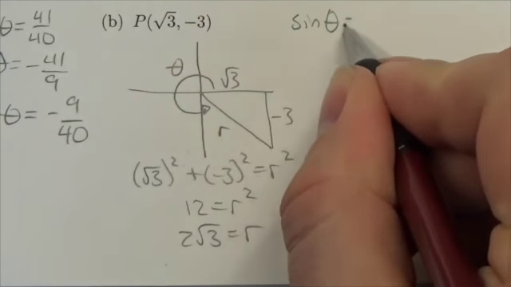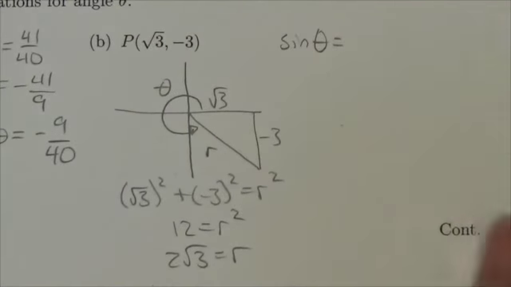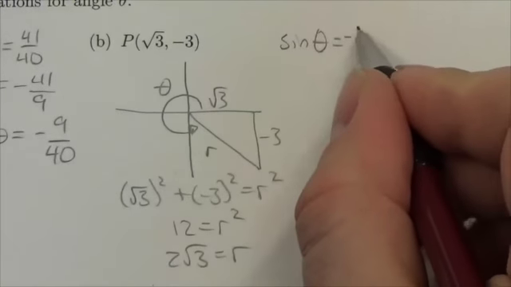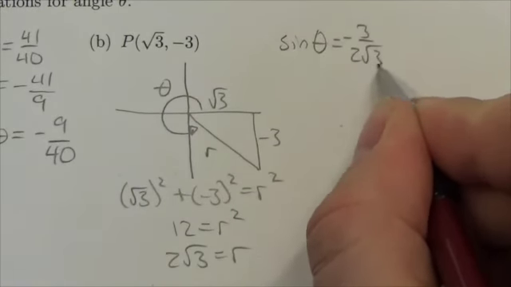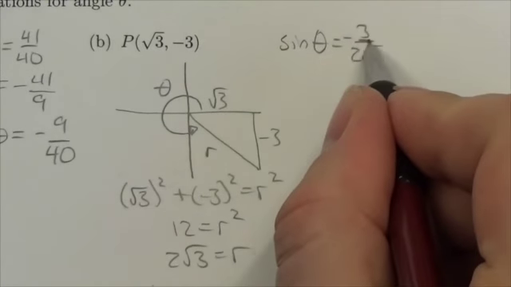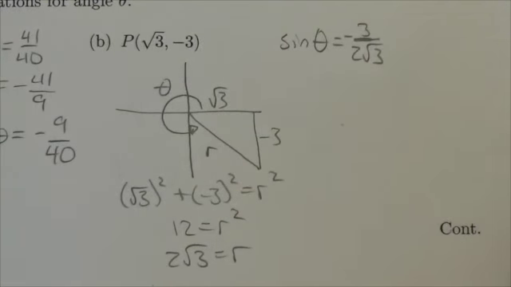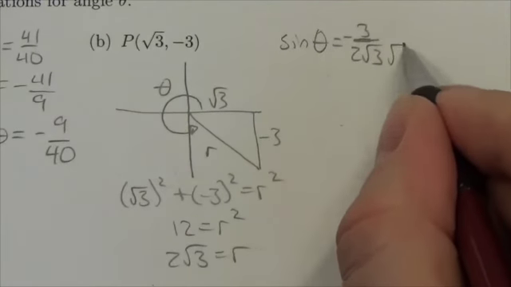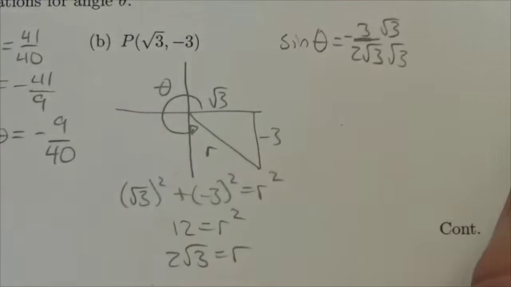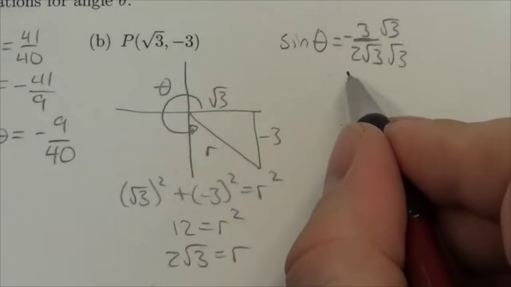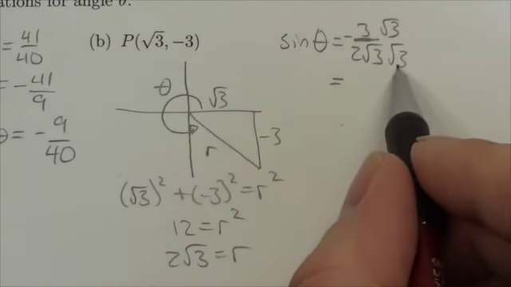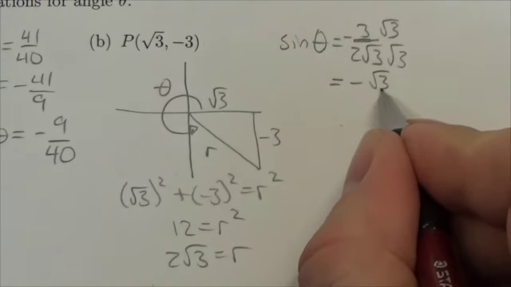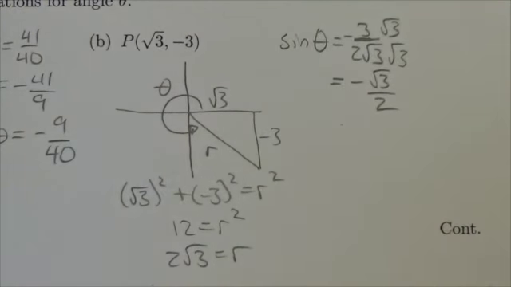Sine of theta is going to be the y coordinate divided by r. Now, that might be enough. You might be able to just leave it as negative 3 over 2 root 3. But I suspect you're going to be requested to rationalize that, in which case root 3 times root 3 is 3, which will cancel with that 3, and we're left with negative root 3 over 2.